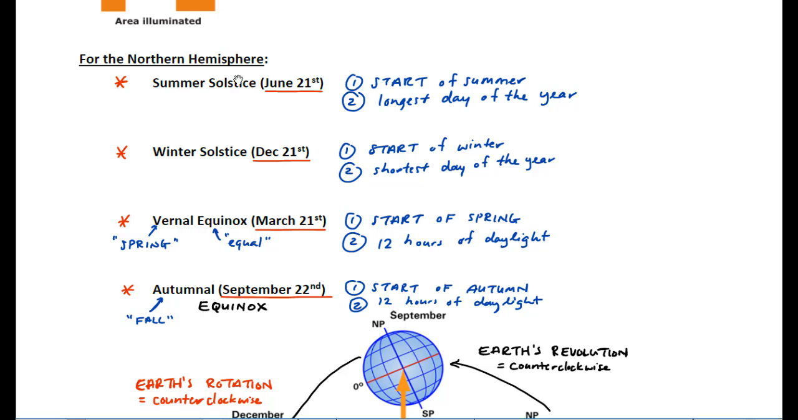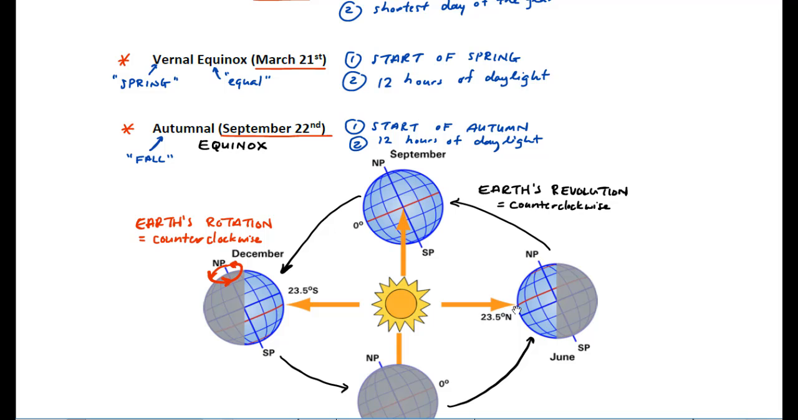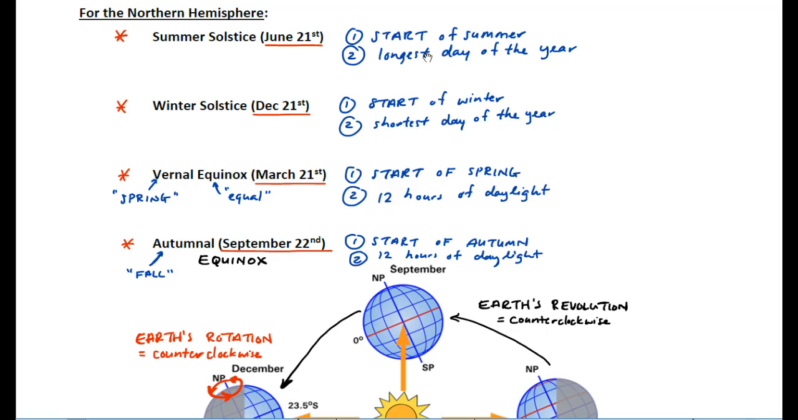Now, what is the summer solstice? Well, that is the very day that the sun strikes the Tropic of Cancer. That is the summer solstice. It is the longest day of the year for the northern hemisphere, okay? Longest for the northern hemisphere, and it's the start of our summer, the summer solstice, okay?